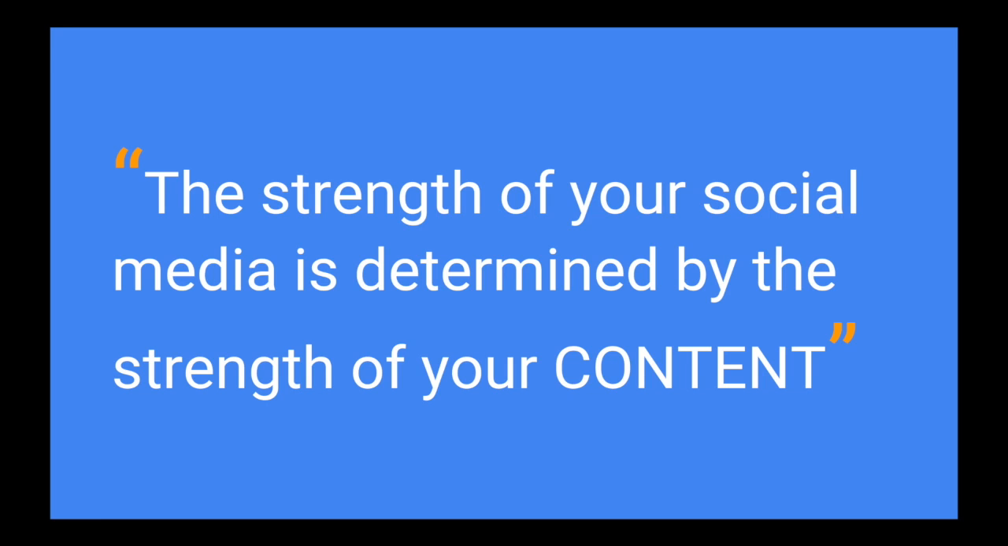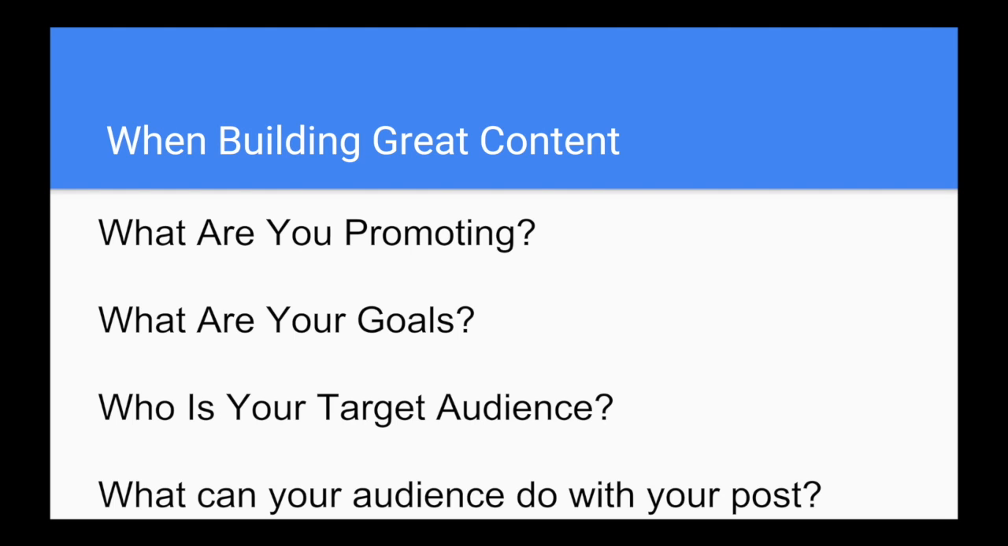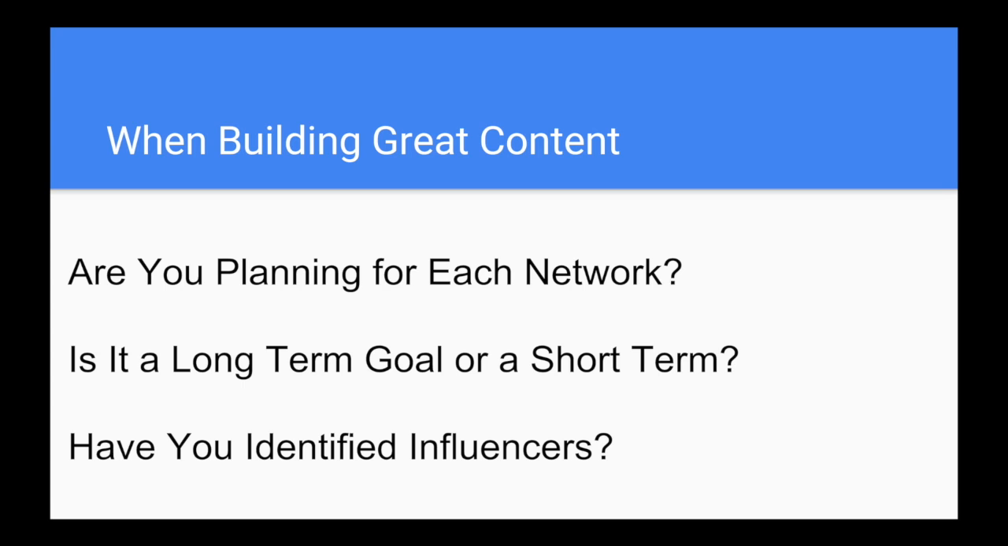So when building great content, focus on these questions that we've developed here at MarketKeep. What are you promoting? What are your goals? Who is your target audience? What can your audience do with this post? Are you planning for each network? Is it a long-term goal or a short-term goal? And finally, have you identified these influencers? These questions should help you create a social media post that will lead to engagement with your audience and hopefully an opportunity to carry on the conversation with them in person.